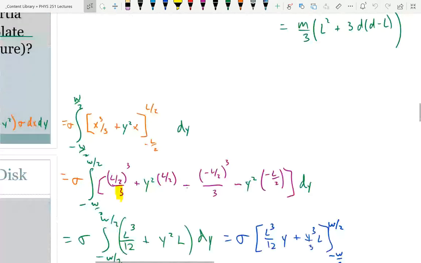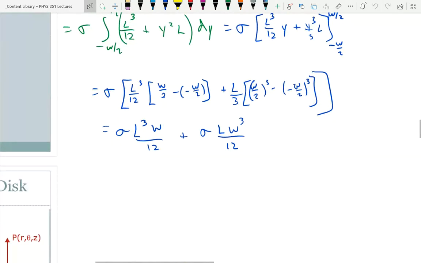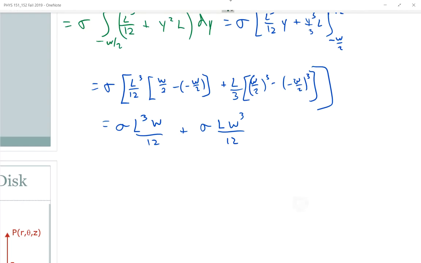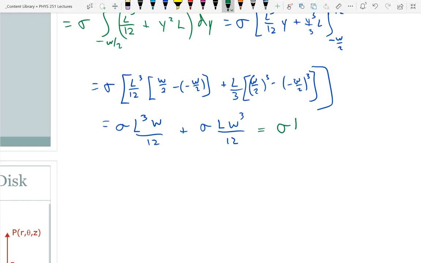If we go to where we ended our work last class period, we ended at this equation, and we were just out of time, so we had to stop there. I'm going to pick up and do the last line, and from here it's just simplification. What I'm going to do is factor out sigma LW over 12. Then we want our moment of inertia to be in terms of the mass, not sigma. What was sigma?